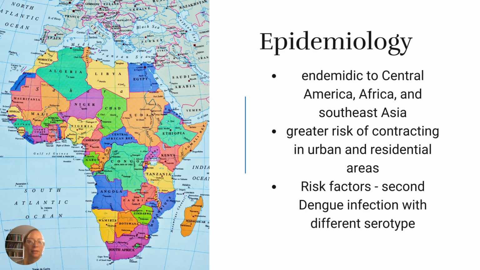Dengue is endemic to Central America, Africa, and Southeast Asia. There's a greater risk of contracting it in urban and residential areas. And risk factors include a second dengue infection with a different serotype.